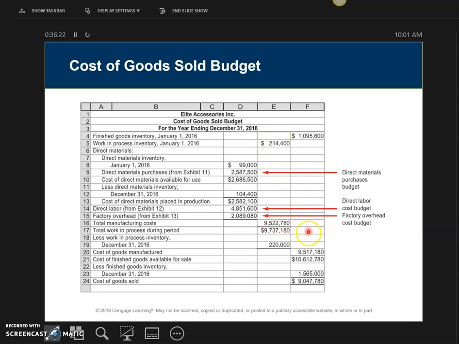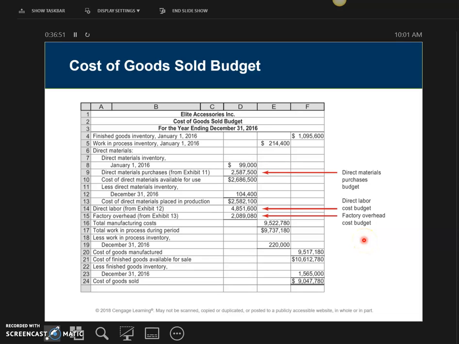This is the WIP. This is the finished goods. So this is the beginning finished goods plus what came in from the WIP account, added together, minus what's still there, tells me how much actually went out the door, and that I actually sold. So take a minute to look at this. This is a little bit more complicated, but notice I can't do this unless I've done the DM, the DL, and factory overhead budget first.